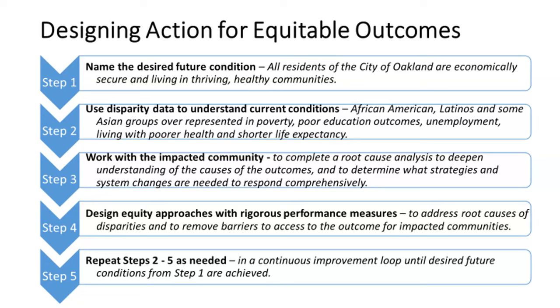for the populations. Then we gather disparity data to understand the conditions, and this includes talking to people, because we found that a lot of times there is data, but it is not disaggregated by race. And so the only way for you to really find out how people are experiencing those disparities, what the barriers are, what it is that you need to remove or focus on to really change the conditions that are impacting them, is to talk to them. In Oakland, the most impacted communities are African American, Indigenous, Latinos, and in some areas, Asian Pacific Islander groups.